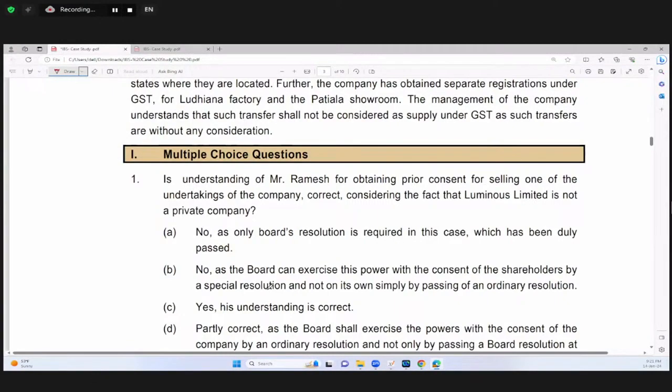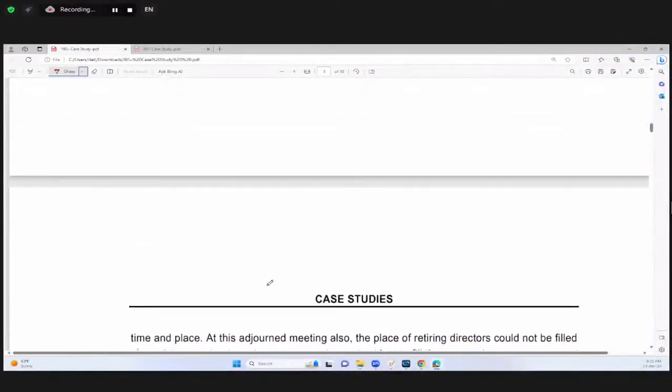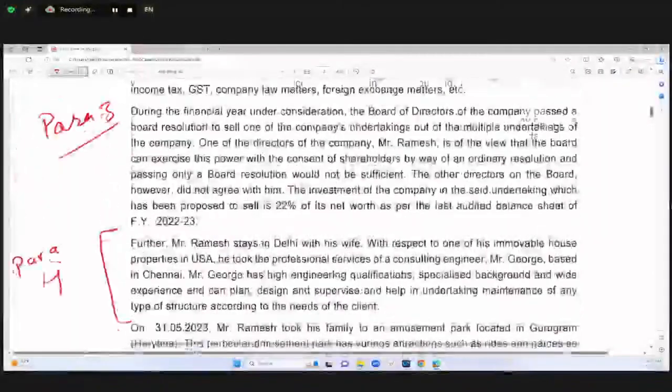First of all, we have read the question of the MCQ. Now we will move towards the case study. We have to again read that paragraph of our case study for better understanding of that MCQ.